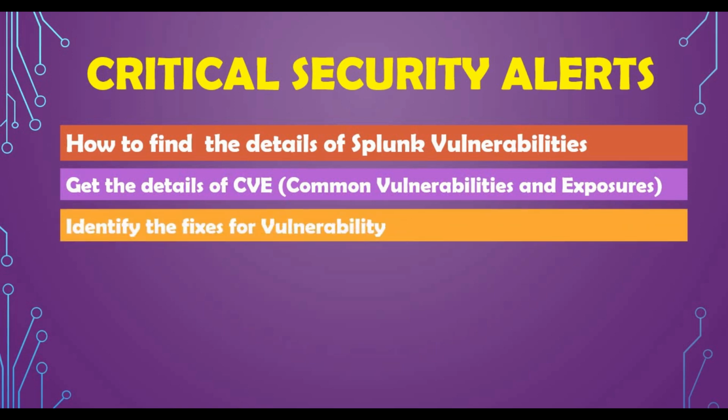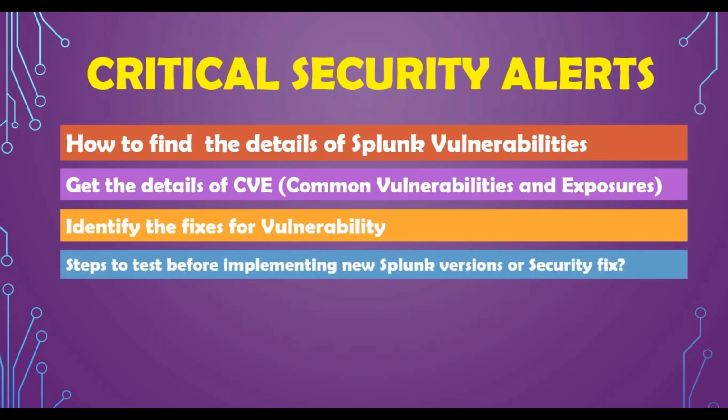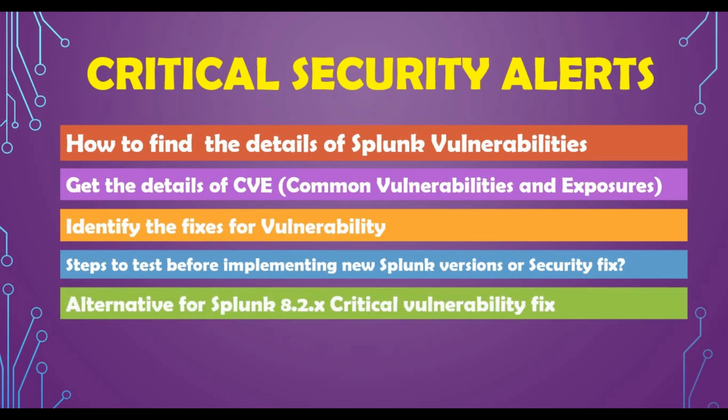How to get these details, we will talk about it, and we also need to identify the fixes for these vulnerabilities. When we see a vulnerability because of a deployment server feature in Splunk, what should we do? Maybe we get a fix, where we need to update Splunk. But you cannot just go and update it. Before implementing this version update or security fix, you need to understand what kind of tests you can do. Also, sometimes we don't want to implement the update. Is there an alternative for this vulnerability? For example, if we have this Splunk 8 versions vulnerability, how do we fix that?